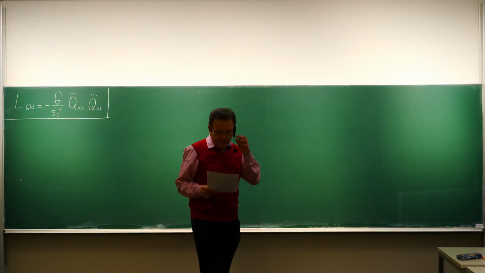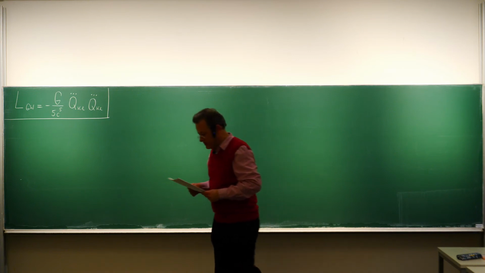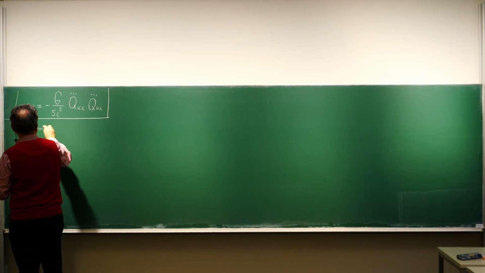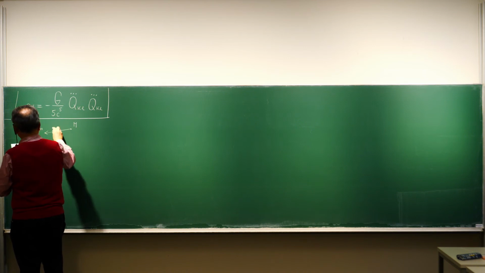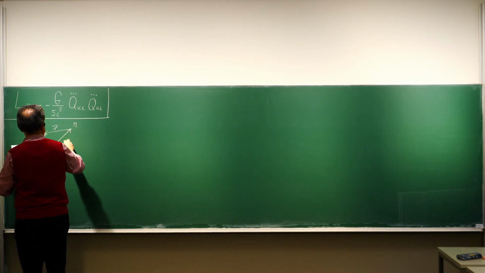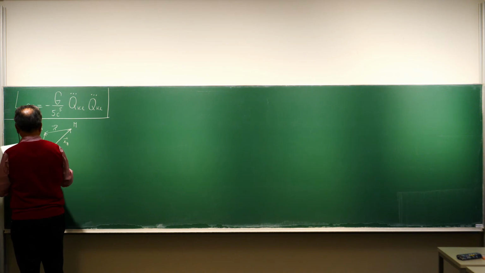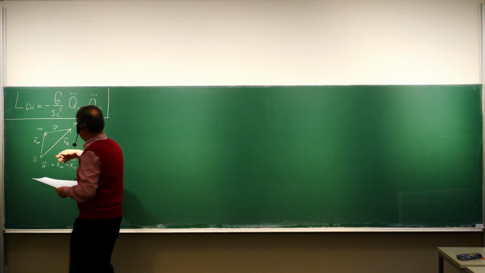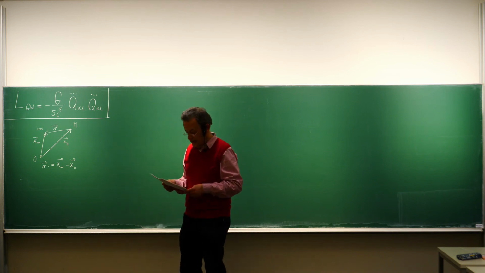Now we make the following application of the quadrupole formula. So we have two masses, small m and capital M, and there is a radius vector r between them, and we have the observer. We call this here x small m, and this here x capital M. So r is defined as x small m minus x capital M. This is just flat space vectors because the background is flat.